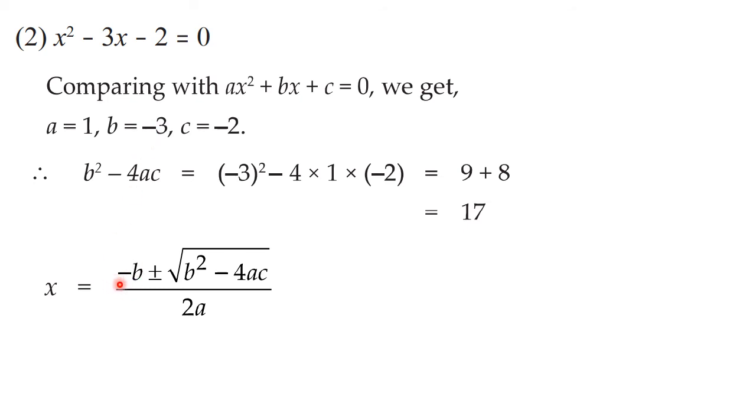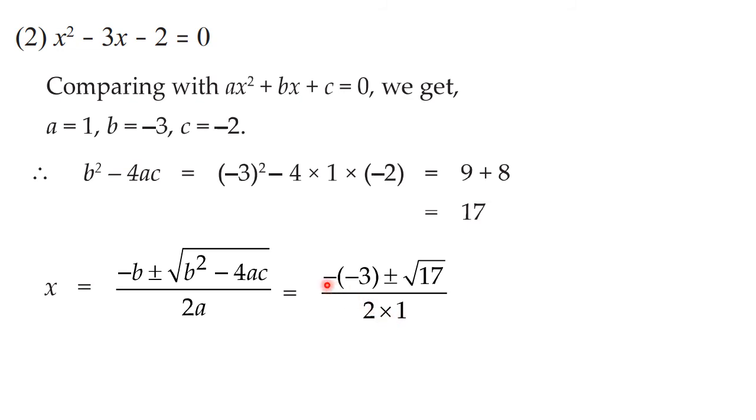So this minus sign is there in the formula by default, and again b is negative. So you need to write it in bracket like this. One minus sign is outside the bracket, one is inside the bracket. So minus of minus 3, then plus or minus as it is, and under root value of this discriminant which we have found out, that is 17 is written here, and in the denominator 2 into 1. Why? Because a is 1.